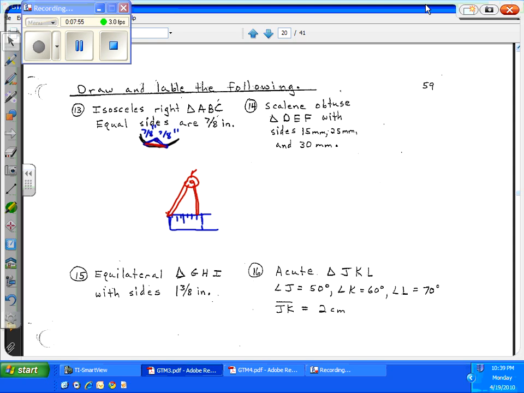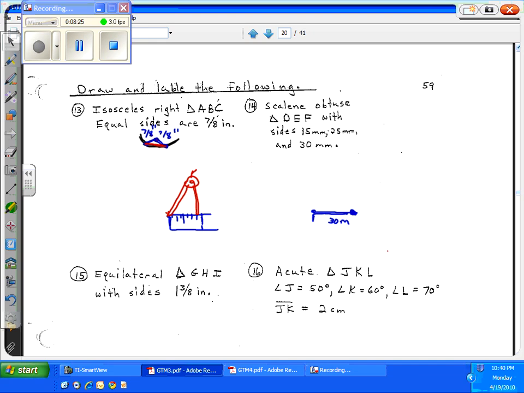Scalene obtuse triangle DEF with sides 15 millimeters, 25 millimeters, and 30 millimeters. And what we'll do a lot of times is we'll just start off with a segment. Maybe it's too long, and we'll lay our ruler down and we'll measure where 30 millimeters are on our ruler. And then we'll put that little side there and maybe erase out the rest of it.